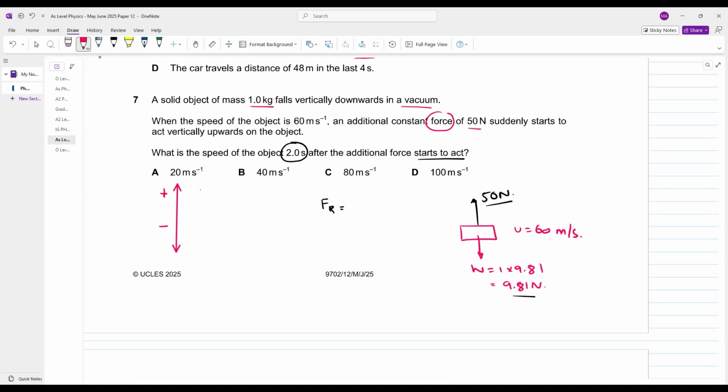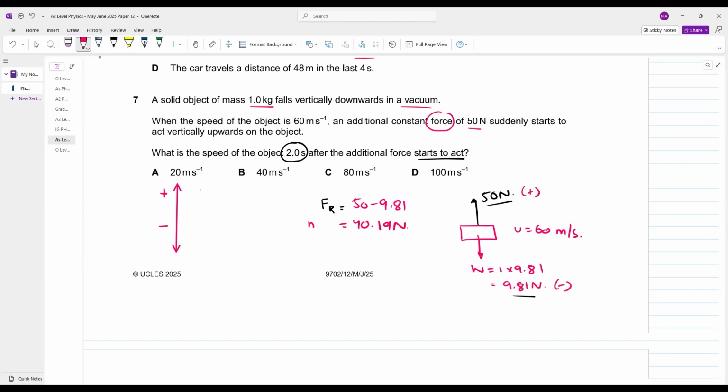Okay. So how will you calculate the resultant force? The upward force, that is of 50 Newton, is considered to be positive. This is negative 9.81. 50 minus 9.81. The resultant force comes out to be 40.19 Newton.